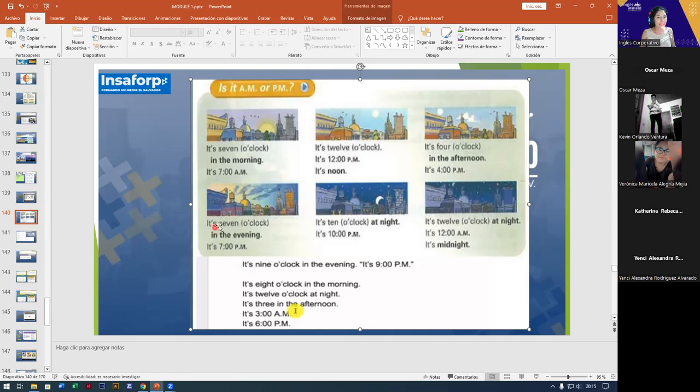Let's see the next one. It's 7 or it's 7 o'clock in the evening. So it's like a part. Evening es ya despidiéndonos de la tarde y entrando a la noche. So that's why it's in the evening. So it's 7 p.m. It's 10 or it's 10 o'clock at night. It's 10 p.m. So you have two options to say it here.